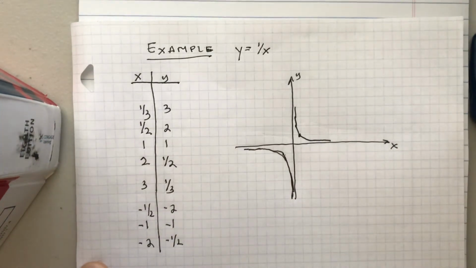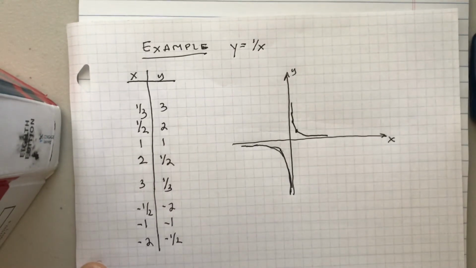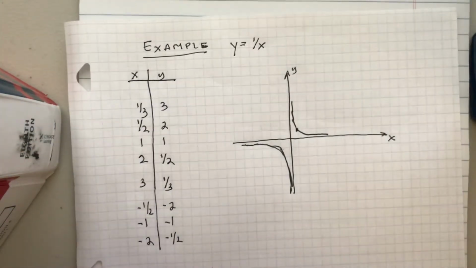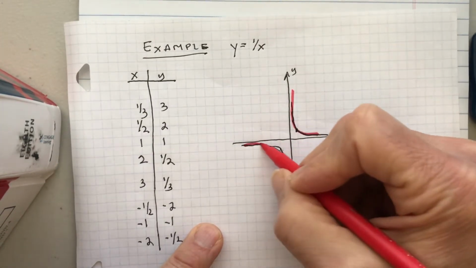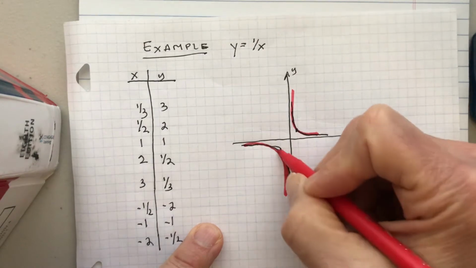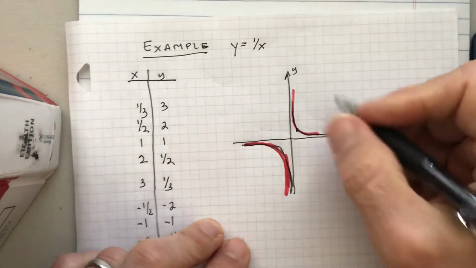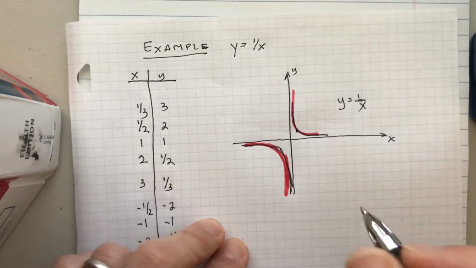It might be better if I used a different color for the graph to make it come out a little more bright. Okay, so roughly speaking, that's the graph of y equals 1 over x. So let's sort of get some ideas here.